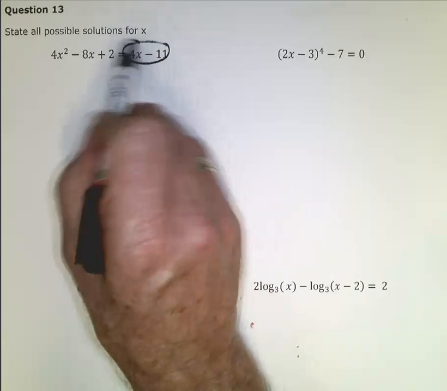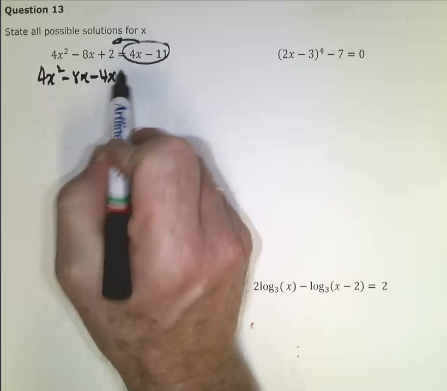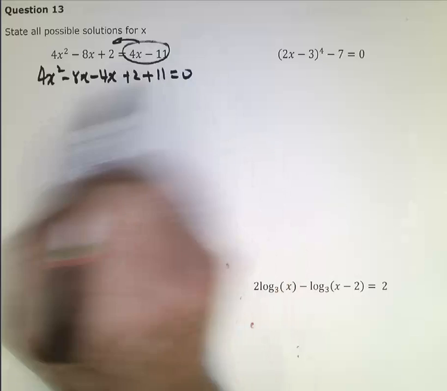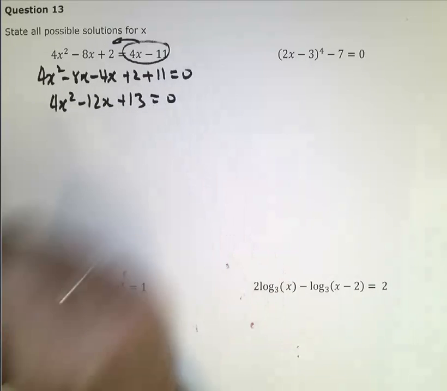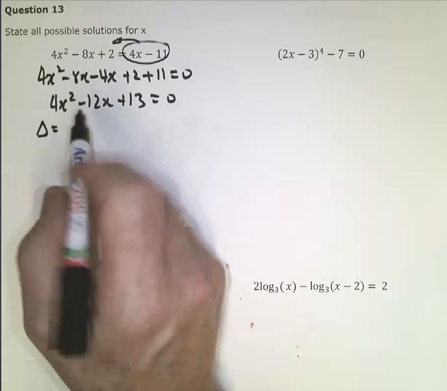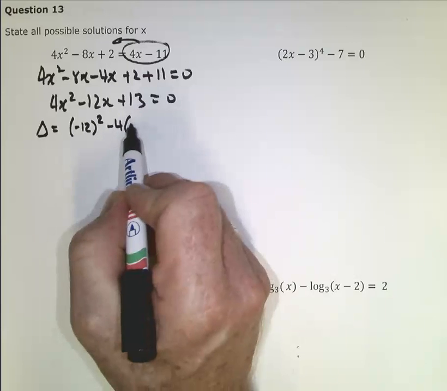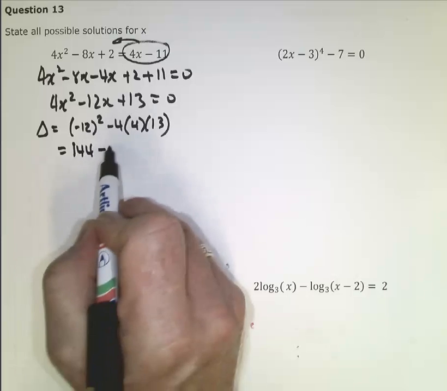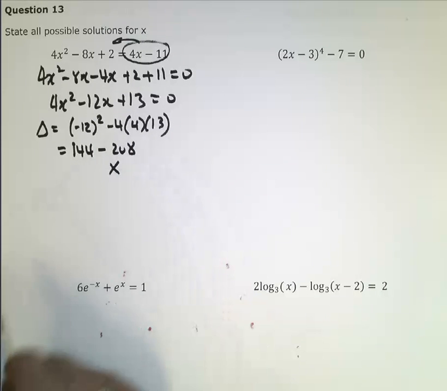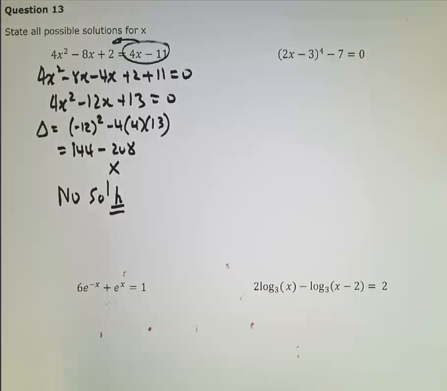I'm going to move these over and I'll have 4x squared minus 8x minus 4x plus 2 plus 11 equals 0. 4x squared minus 12x plus 13 equals 0. The discriminant will be b squared minus 4ac, minus 12 squared minus 4 times 13, 144 minus 208. I've got a problem. There's no solution because the discriminant's negative, therefore there are no solutions for part 1.